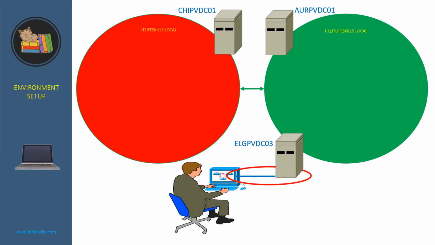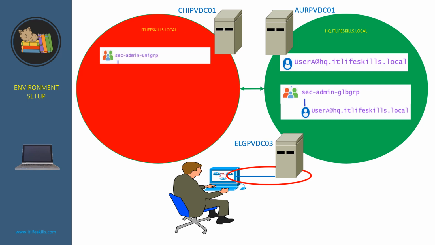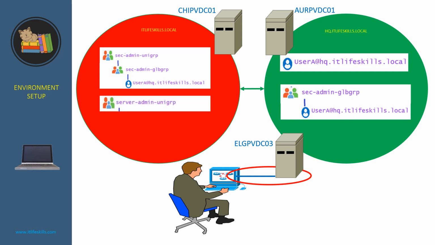Let's do a recap on our environment setup. In the domain hq.itlifeskills.local, we have user A and the security admin global group, which has user A as a member. In the domain itlifeskills.local, we have the security admin universal group, which has the security admin global group as a member. We also have the server admin universal group in the domain itlifeskills.local, which has user A as a member.